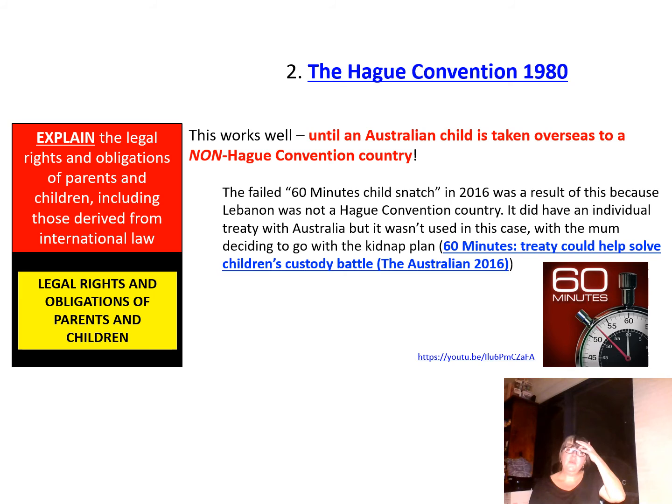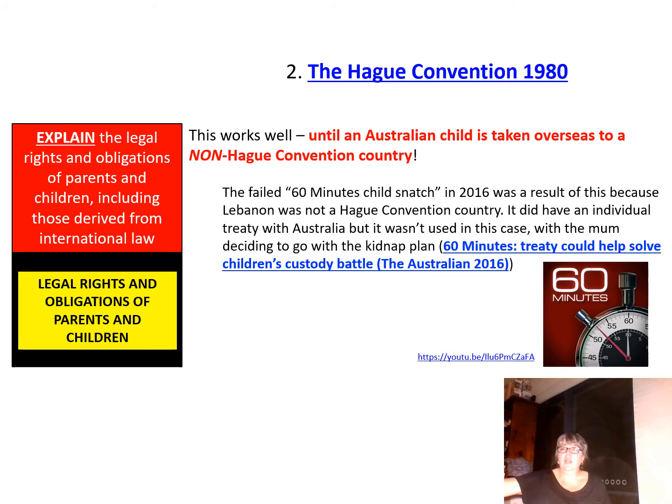This works really well until an Australian child is taken overseas to a non-Hague Convention country. The failed 60 Minutes child snatch in 2016 was a result of this, because Lebanon was not a Hague Convention country. It did have an individual treaty with Australia, but it wasn't used in this case, with the mum deciding to go with the kidnap plan. Article: 60 Minutes Treaty could help solve children's custody battle, the Australian, 2016.